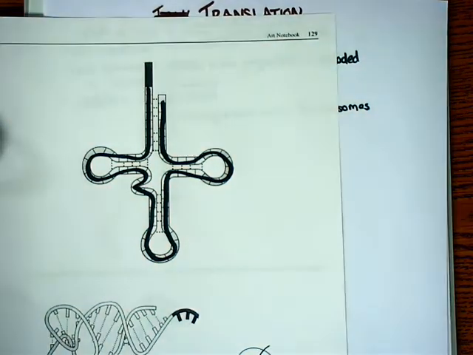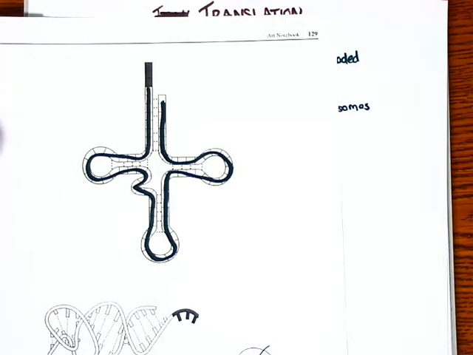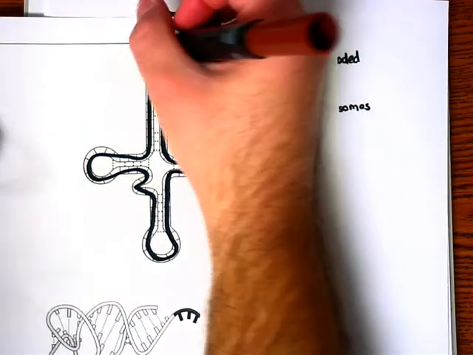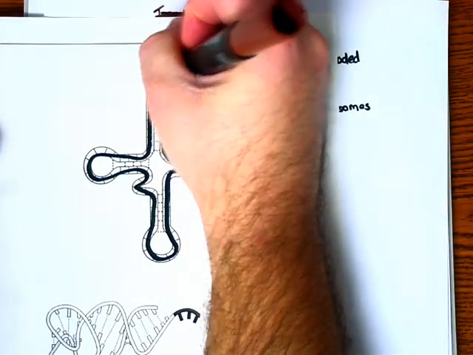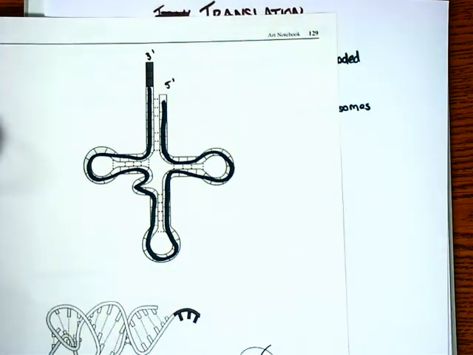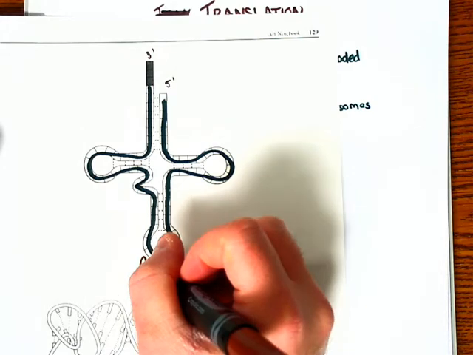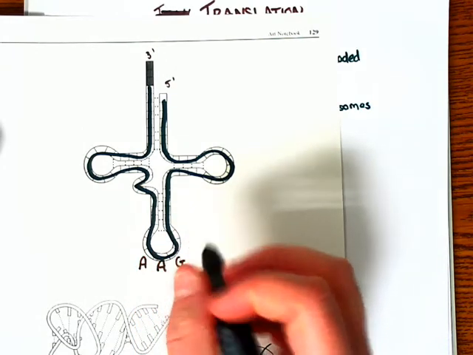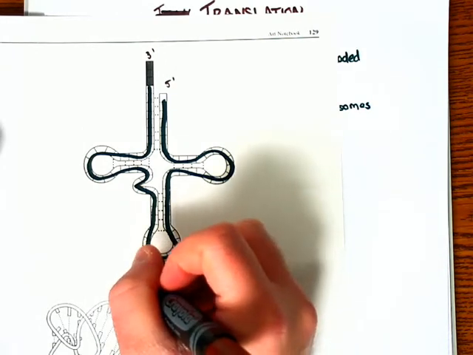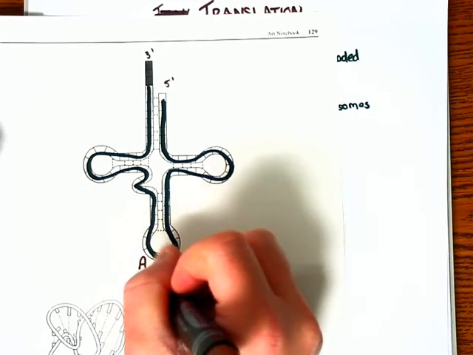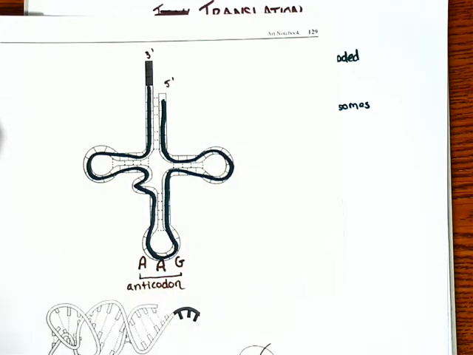Really what I'm looking for. We could label the ends of this as well as being 3' and 5'. And this area down here leaves room for 3 bases. These 3 bases that are right there are collectively known as the anticodon. The anticodon.